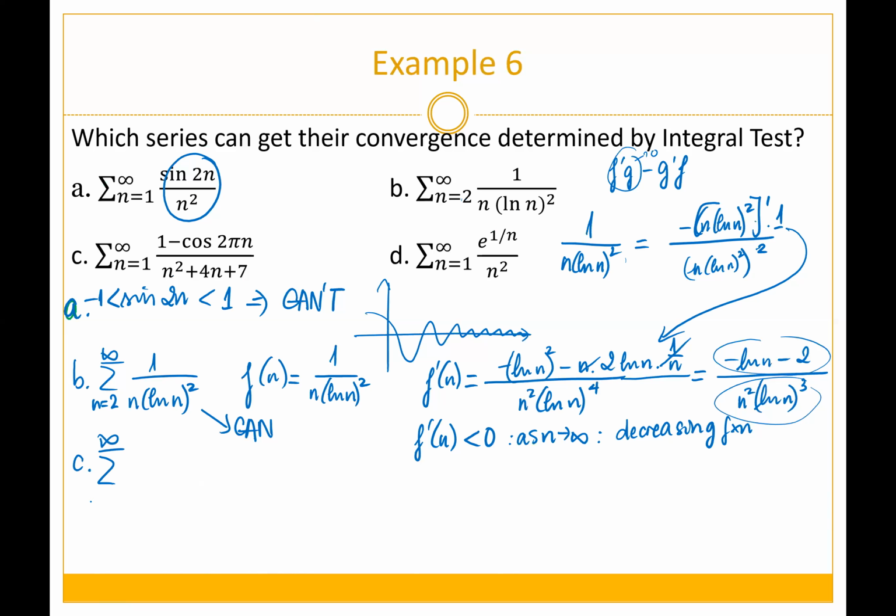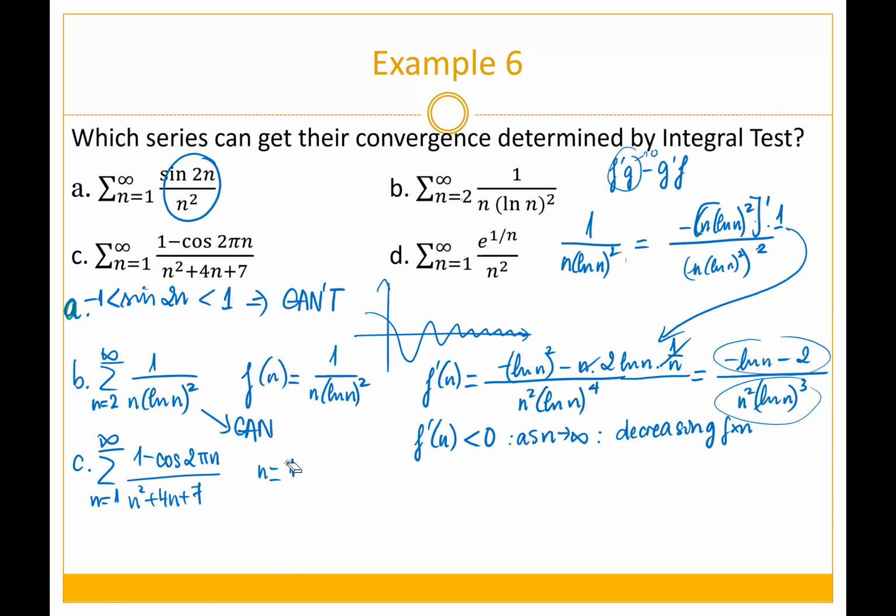So you have C. The series is 1 minus cosine of 2 pi n divided by n squared plus 4n plus 7. Now, this one is kind of a tricky one. When I look at this one, I have no clue how it really looks. So as I said last week, one of the hints is to write down the terms. So you plug in n equal to 1, and then you see where the term is leading you. For n equal to 1, you have 1 minus cosine of 2 pi, which is going to be 0.